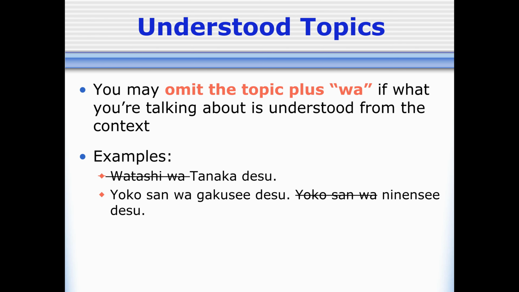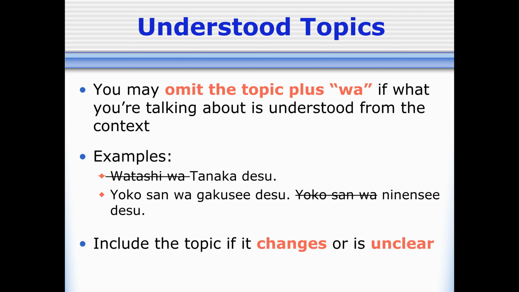So we might say, 私はアメリカ人です。学生です。専攻は日本語です。We put the 専攻は because we're introducing a new topic. I'm American. I'm a student. But my major is Japanese. Major is a new topic. So we want to include it.